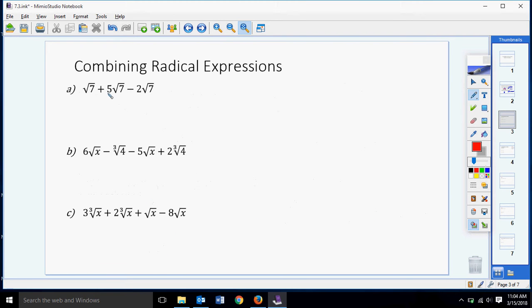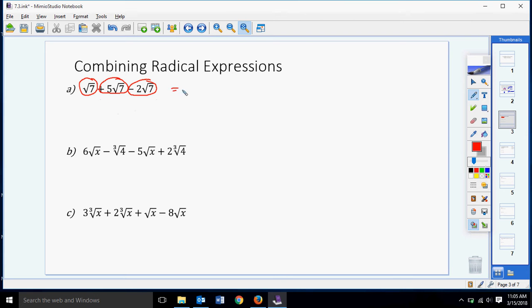So let's combine these radical expressions. If we can combine them, that means they have to be like radicals. So we need to look at their index: square, square, and square. Square root and square root. Do they have the same radicand? Well, this is a 7, 7, and a 7. So they are like radicals. We can combine them by adding and subtracting their coefficients.